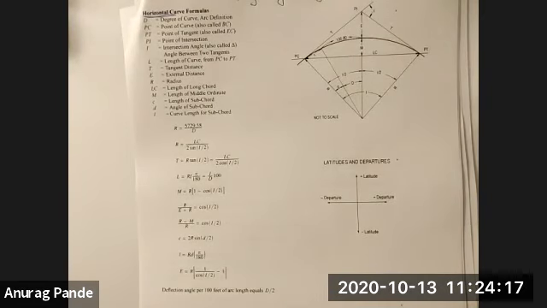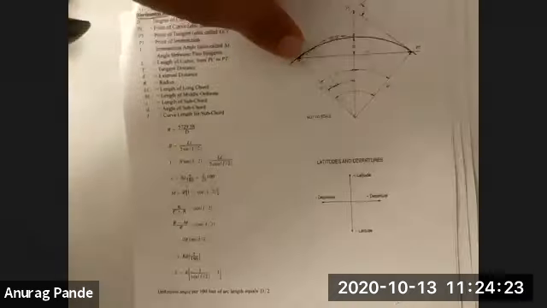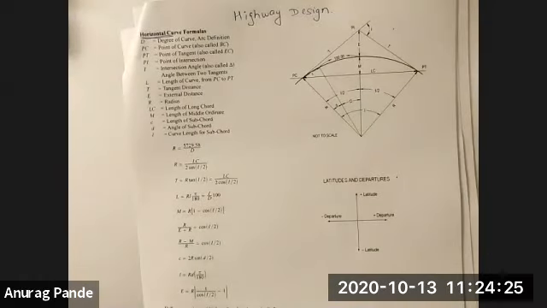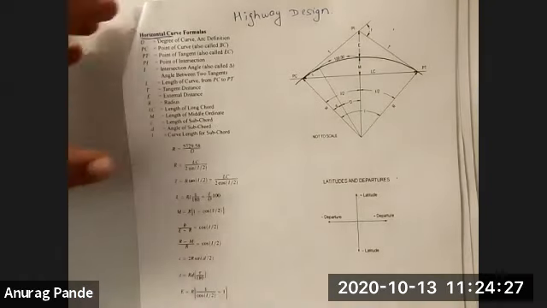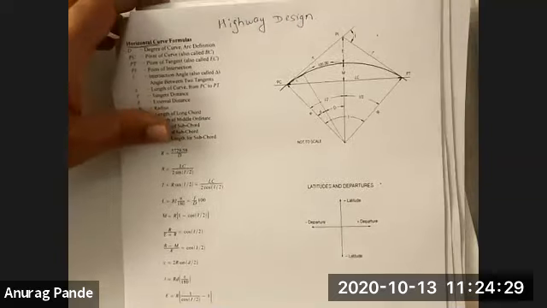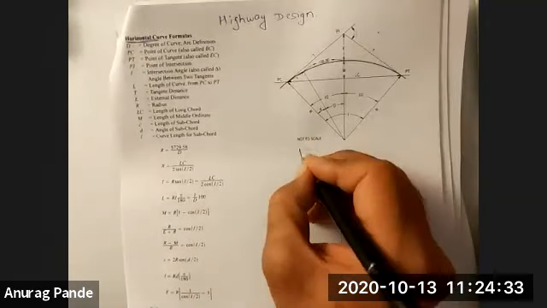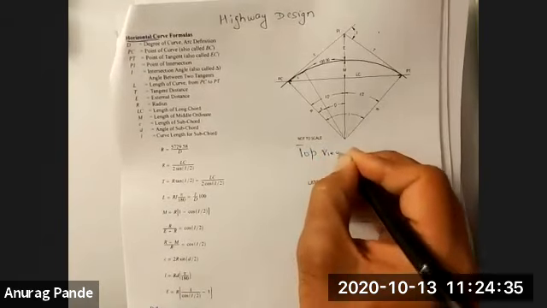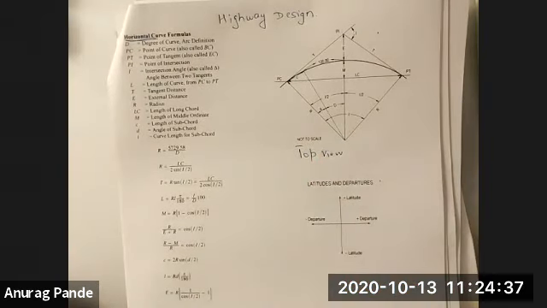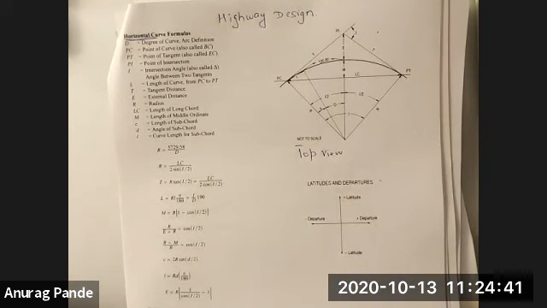Again, if you are referring to this, and if you want to go back to your courses or course notes, the highway design portion of your course notes is what you will refer to. Now, if you're talking about the horizontal curve, design is always based on top view or a bird's eye view. So what you're looking at is the bird's eye view of a horizontal curve.